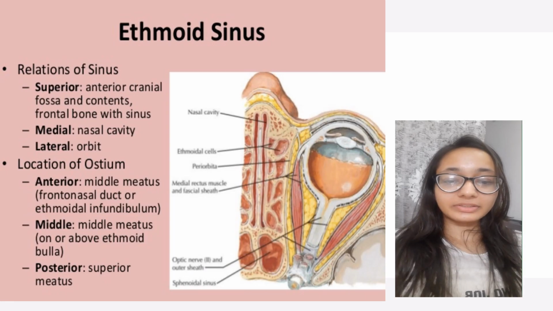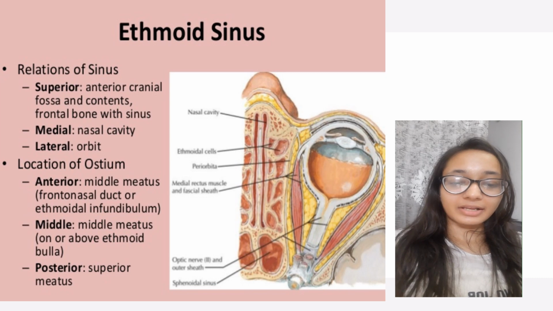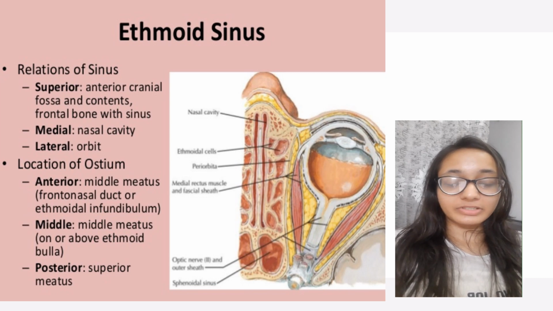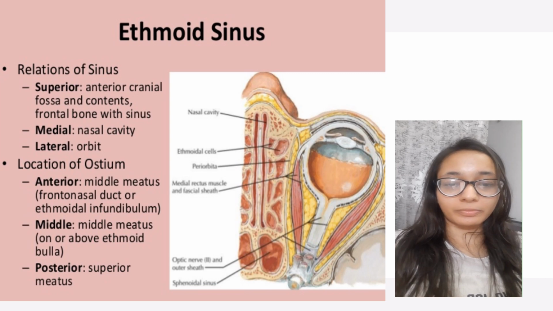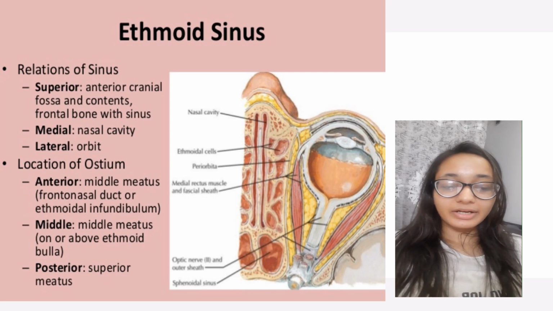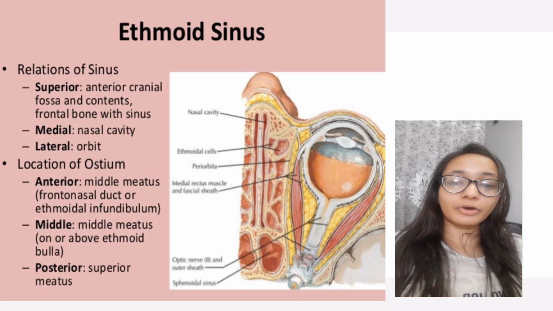The ethmoidal sinus is present since birth. It has three cell layers. One is the bulla ethmoidalis, which is most prominent, the Haller cells, which are present at the floor of the orbit, whereas the agger nasi are the anterior most ethmoidal cells.